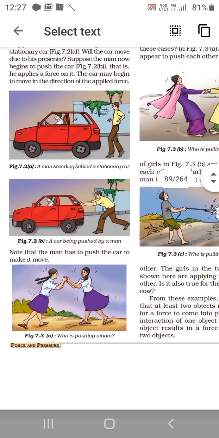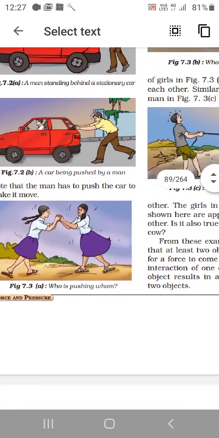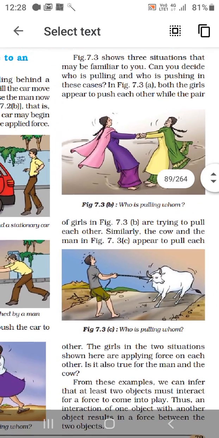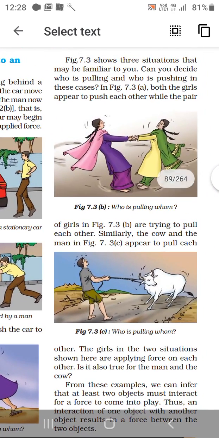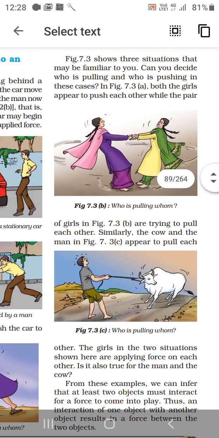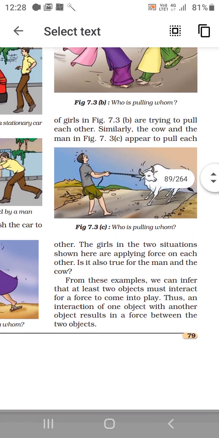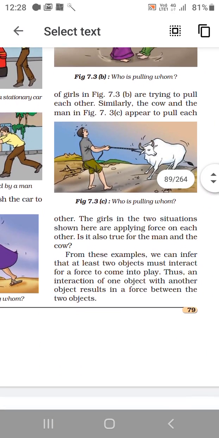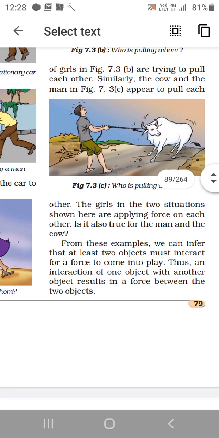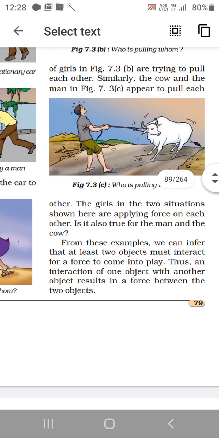In figure 7.3, two girls are playing. Can you decide who is pushing and who is pulling? In one case, both the girls appear to push each other, while both girls in 7.3b are trying to pull each other. Similarly, the cow and the man appear to pull each other. The girls in the two situations shown here are applying force on each other. It is also true for the man and the cow. From these examples, we can infer that at least two objects must interact for a force to come into play. Thus, an interaction of one object with another results in a force between the two objects.